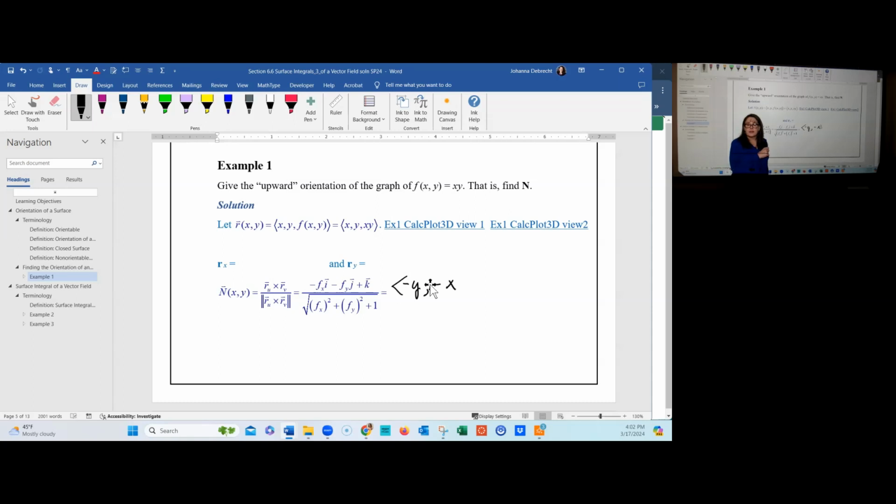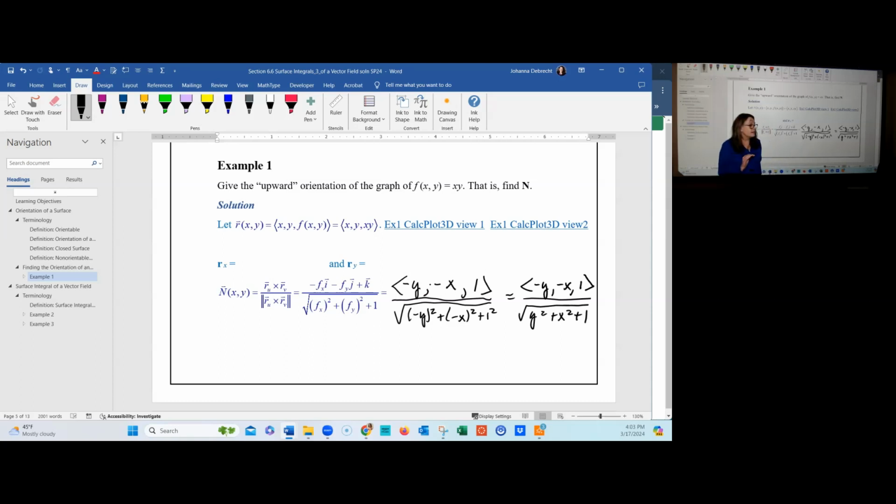Finally, I just take the third component to be the number 1. And then I need to divide this by the magnitude of that vector. This would give me negative y quantity squared plus negative x quantity squared plus 1 squared, which tells me that a normal vector would be negative y, negative x, 1, divided by the square root of y squared plus x squared plus 1.